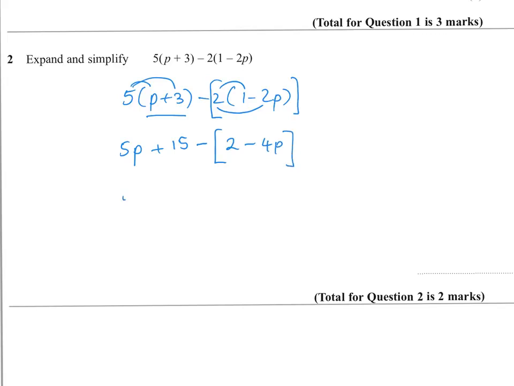And then look carefully, we've got 5p plus 15, and then minus 2, and then be careful, plus 4p. And if you're confused with that, just assume that there's a 1 in front of that bracket. If there's nothing written, it's always 1 times the amount. So now we can collect the terms. So we've got 5p and 4p is 9p, and then 15 take away 2, that's 13. So 9p plus 13.